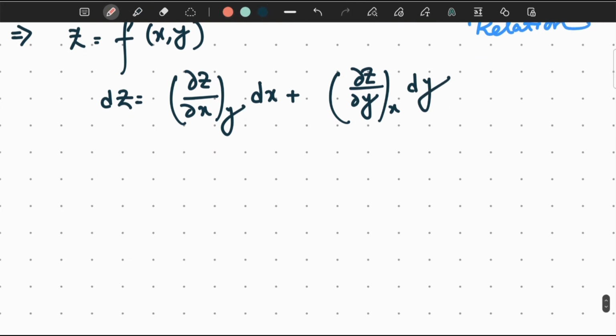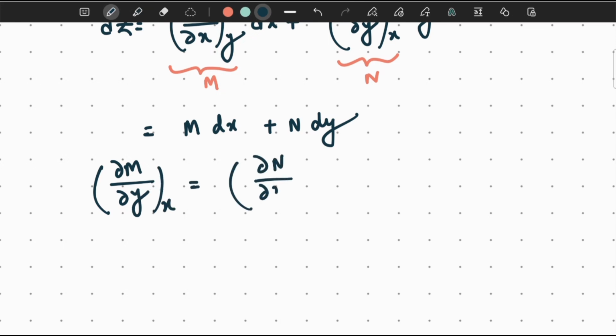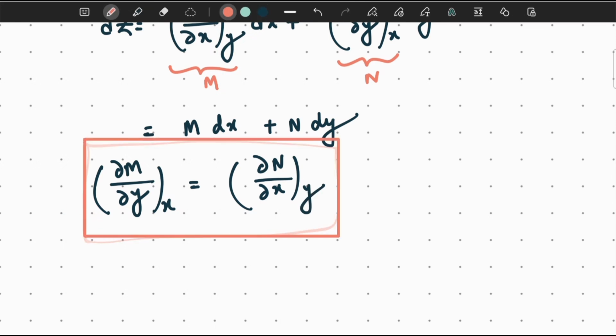And now let's term them M and N, so you can write it as M dx plus N dy. It will be an exact differential if and only if it is followed that ∂M/∂y at constant x is equal to ∂N/∂x at constant y. If this is followed, then you can say this is an exact differential. So this is the criterion.